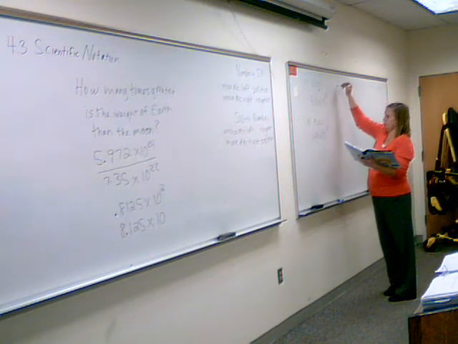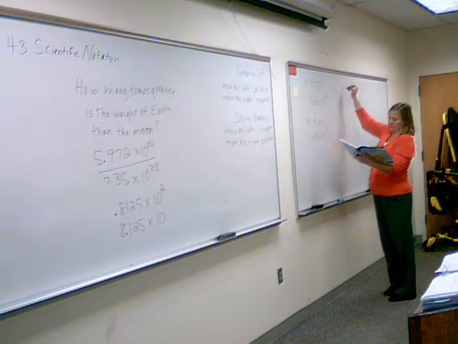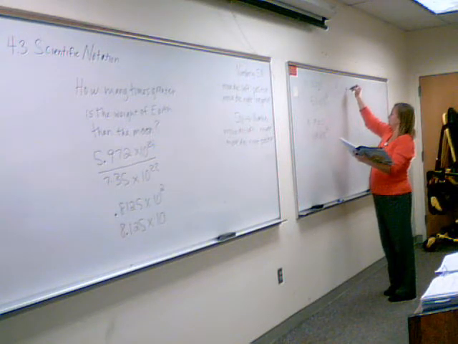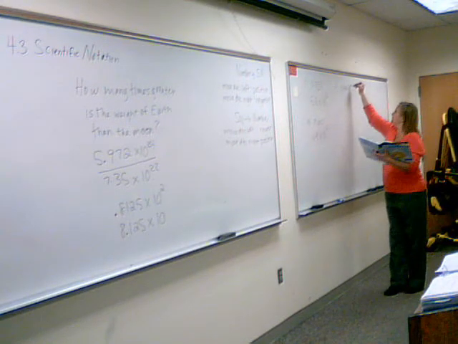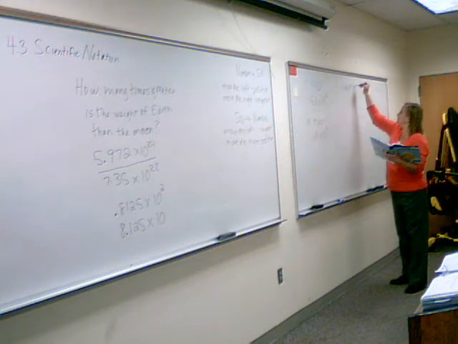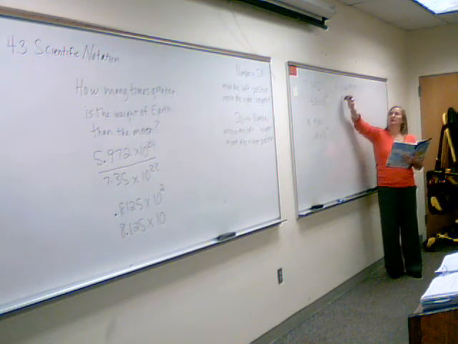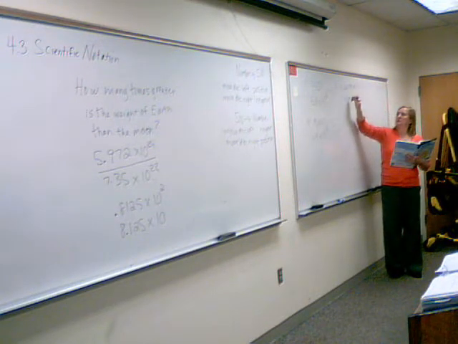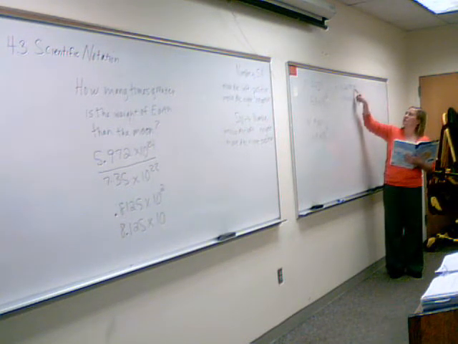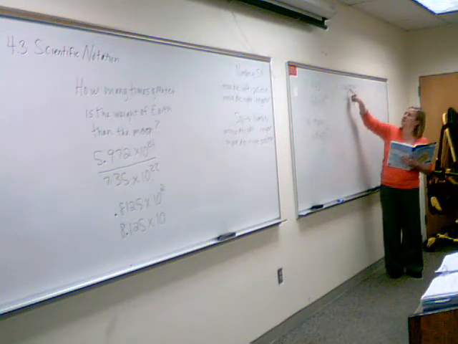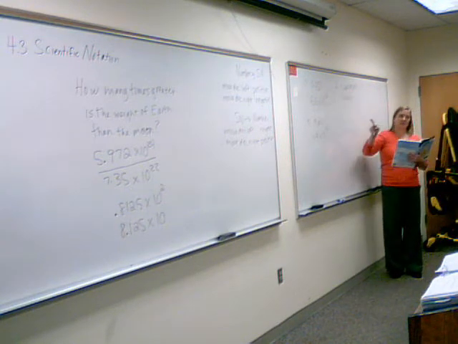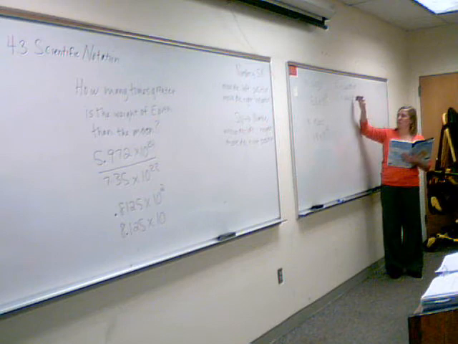Let's look at number 21. 5,260,000,000. Okay, I need to write this in scientific notation. Tell me what it would be. 1, 2, 3, 4, 5, 6, 7, 8, 9. Positive or negative? Positive. Good.